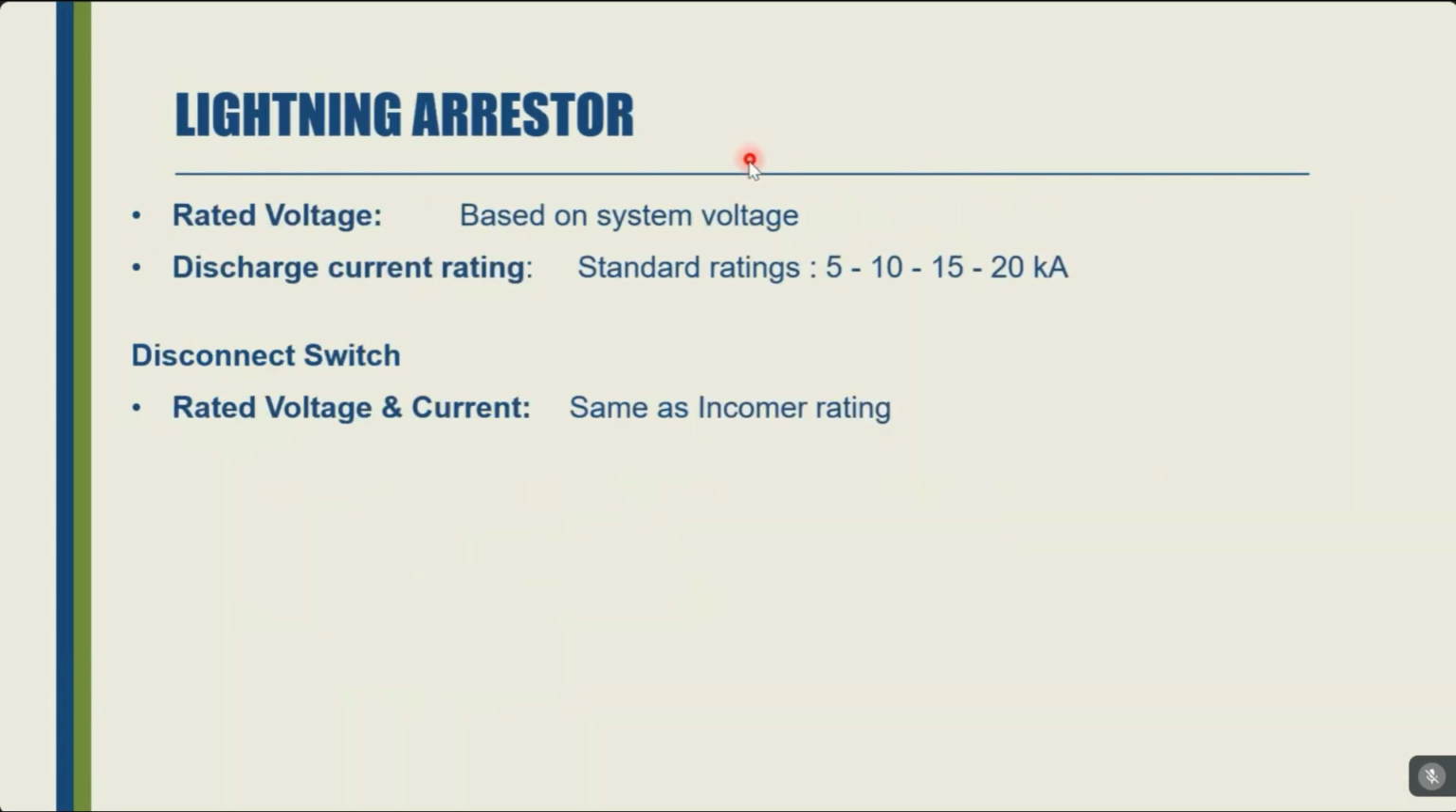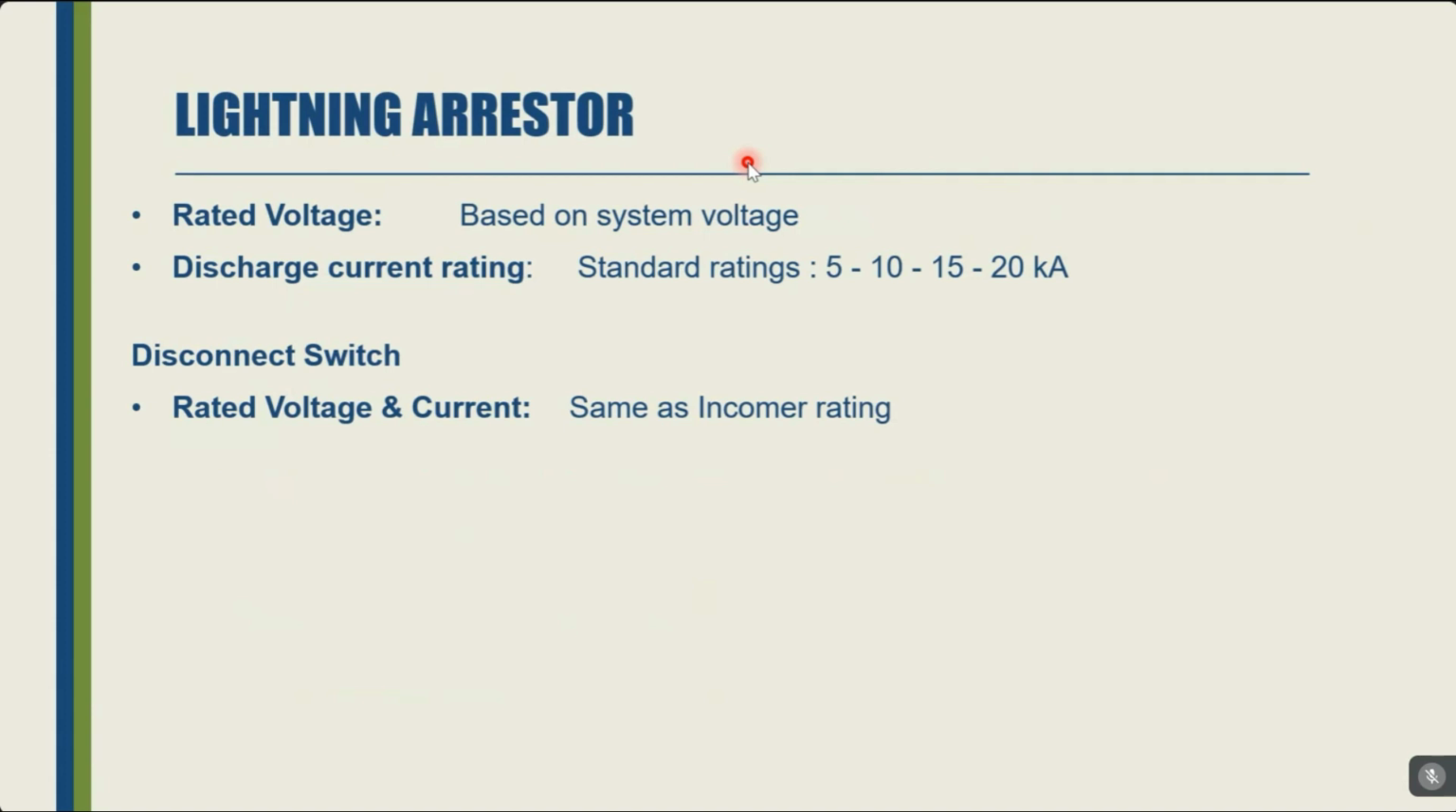Now, lightning arrestor. Very important: any HT switchgear is the first switchgear which will be coupled to your grid or the upstream system. So any lightning surge happening on the upstream will make the HT switchgear very vulnerable. As a result, the incomer circuit, from where my cables are entering the HT switchgear, should ideally have a lightning arrestor which is properly designed and rated for your system.